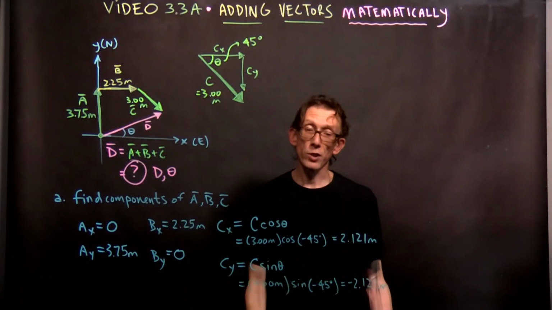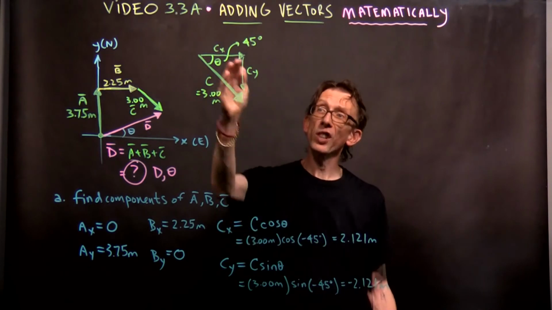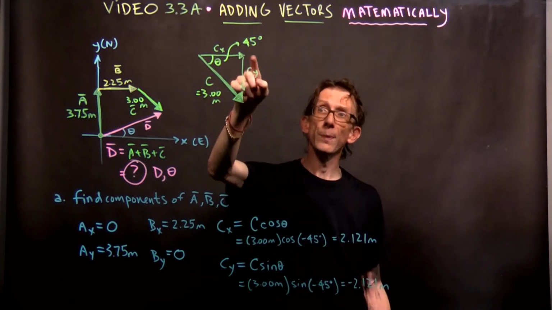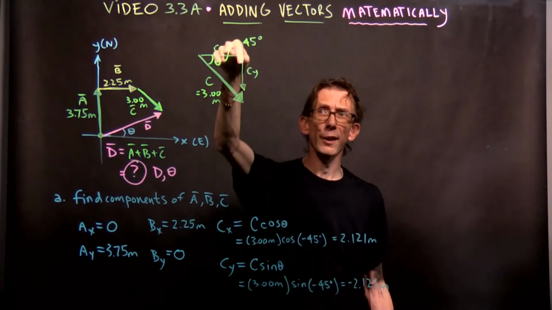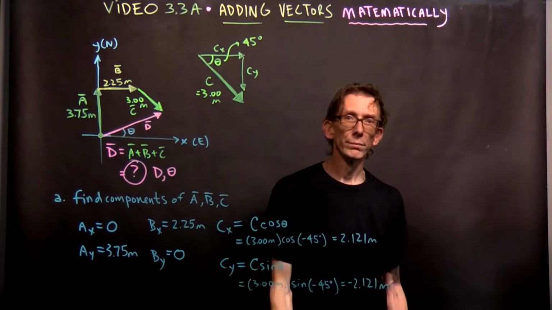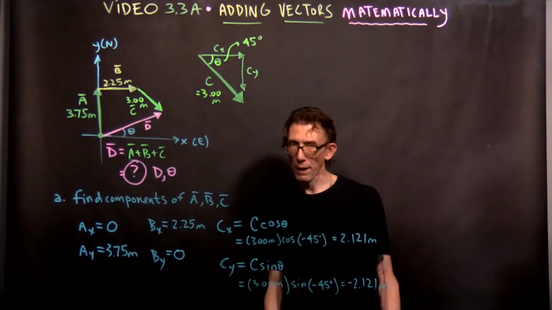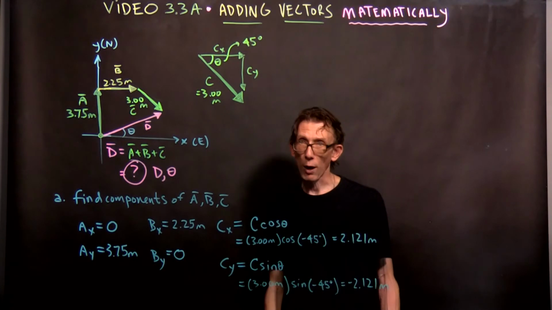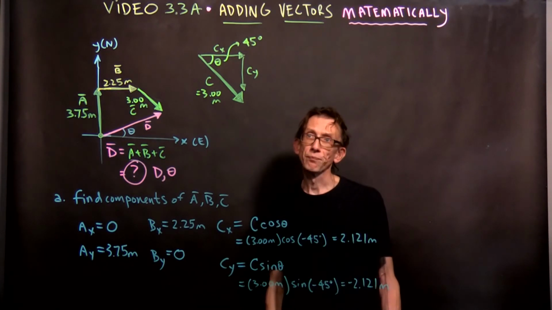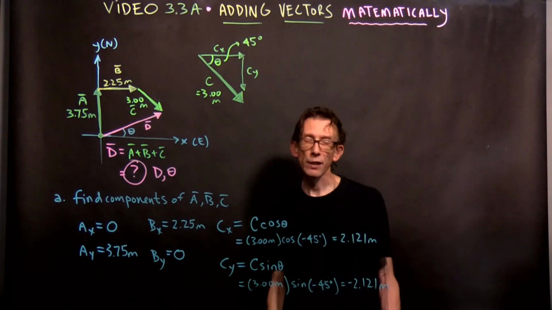Another way to keep up with these signs is to just call this 45 degrees, but know that CY is going to be negative because it points down. I know that's a bit of a confusing spot for you, and we'll come back to this in our work sessions. But there's two ways of handling the signs with these vectors.